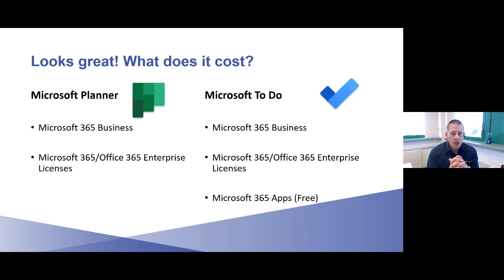To Do, again, ships with Microsoft 365 Business. It ships with Microsoft 365 and Office 365 Enterprise. But it also comes as Microsoft 365 apps, which is completely free. So you can go and sign up. You can create yourself an Outlook or a Live, or does Hotmail still exist? That shows how out of touch I am with Hotmail. But you can go and create yourself a Microsoft account, and you can start using To Do for your personal task management today. So you can start creating your lists.